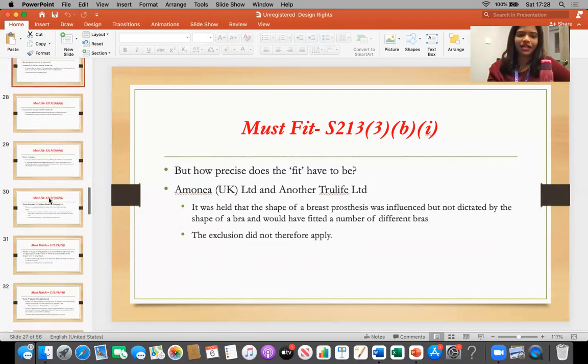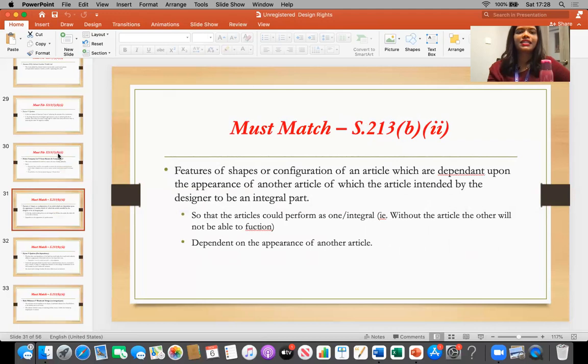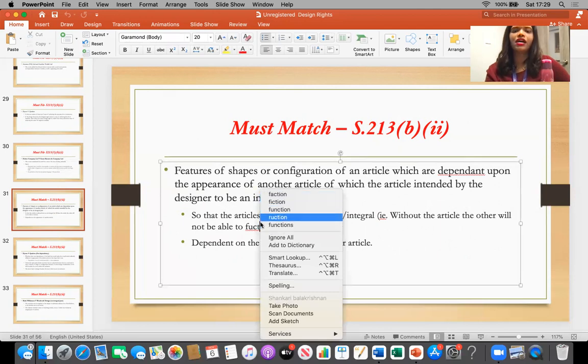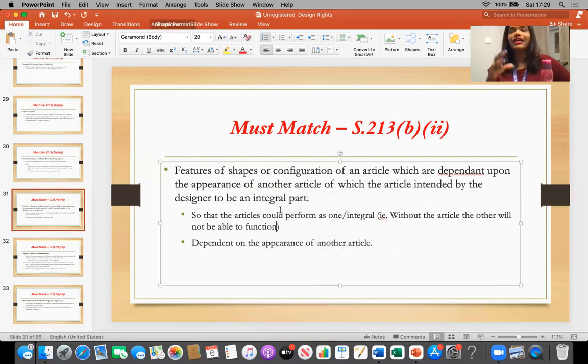So when you talk about must match, must match is where you talk about the dependency of the product. It doesn't matter if the product is still functional or not. Example, like I told you, the car. What is very important is in the car, as you're driving, you can still use the car as it is, though you don't have the door. And must match is not something that is often relied on.